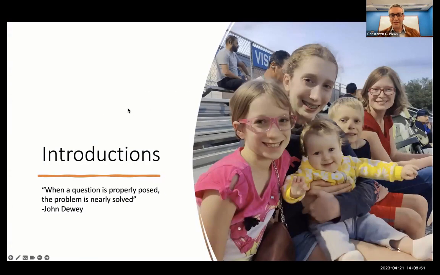So this is a little bit about me. Actually, I'm not in the picture, but you can see part of my family. It's not all of it. It's a fairly large family, but those are some of my children, and I like them.